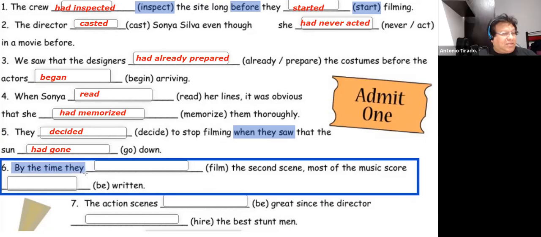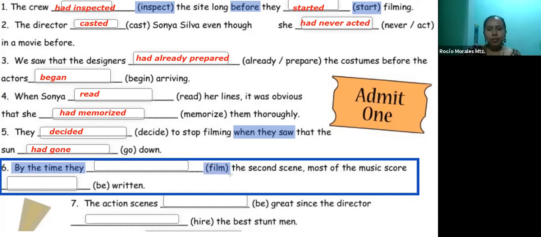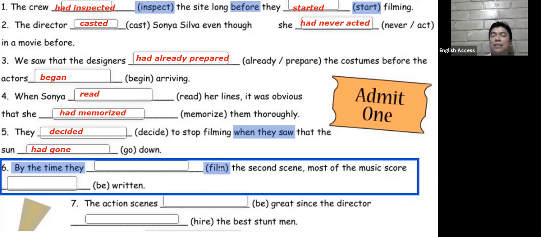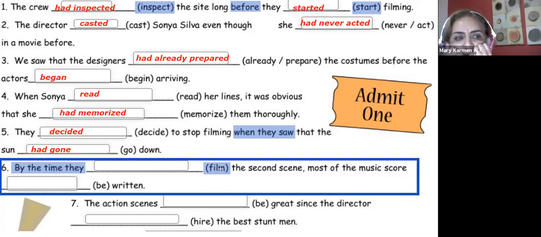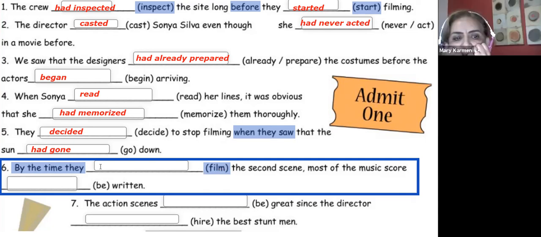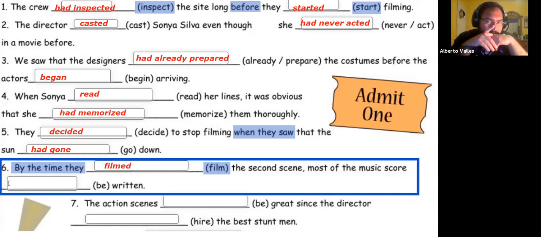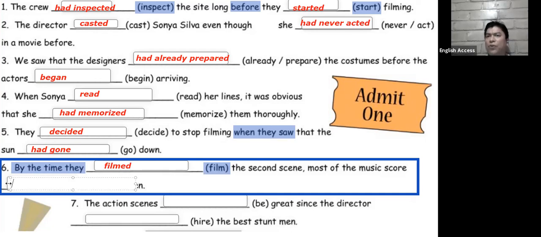Roger said it perfectly. By the time means that this is the last event. So if this is the last event, it means it's the most recent event. These are indicators that we use for the past perfect: by the time, when, after, and I think I'm missing one, isn't it? Right now, it's like this for you guys to find the context.